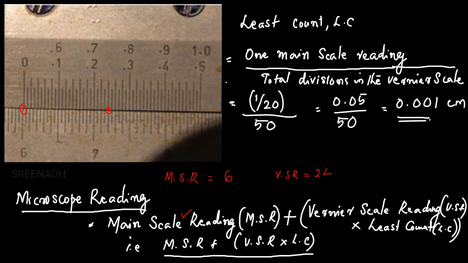We have the least count equal to 0.001. So the microscope reading in this case can be calculated as 6 plus the product of VSR and LC, that is 24 times 0.001. So that is equal to 6.024 centimeter.